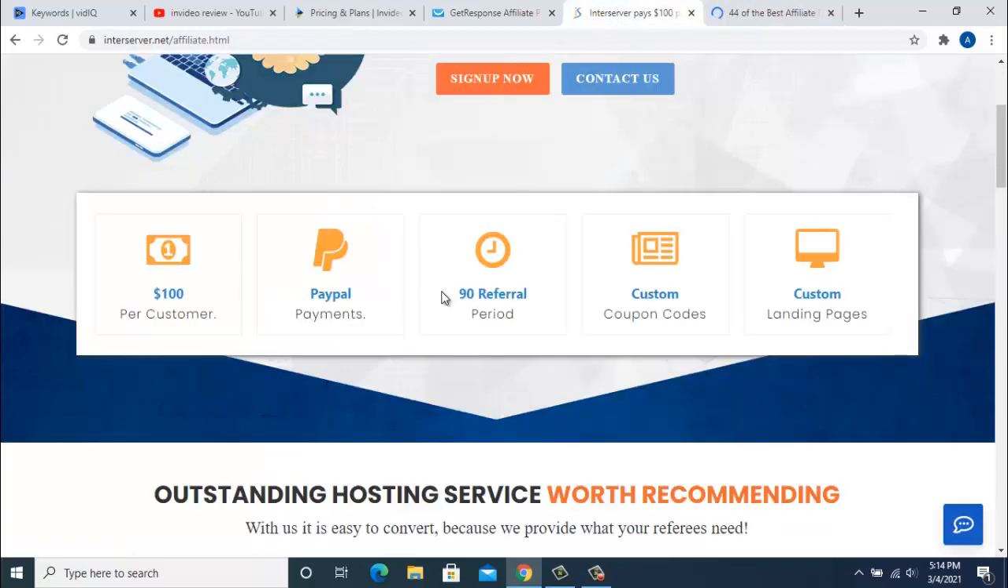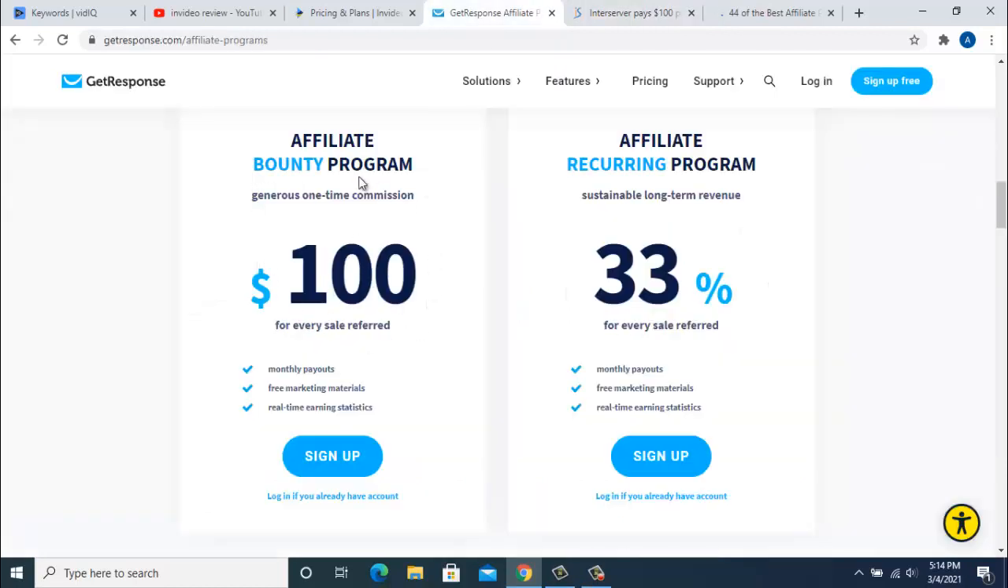So these programs actually pay a lot of money. Like this one here pays $100 per referral, and Get Response also pays $100 per referral, or if you want, they will pay you 33% of what the person spends on the platform every single month. So it is very easy to cross your 10k per month target.